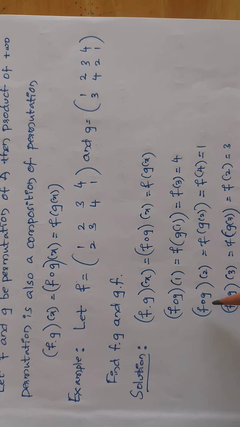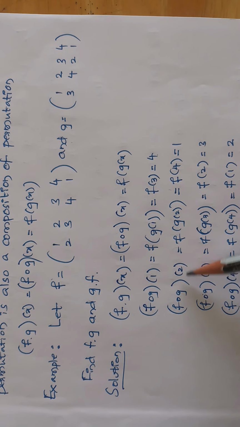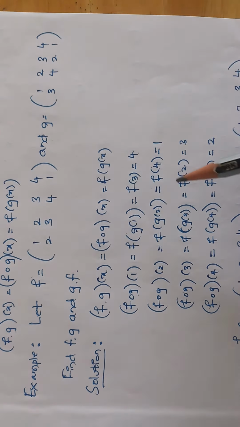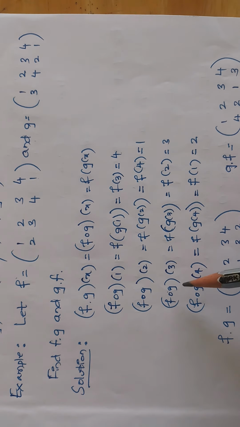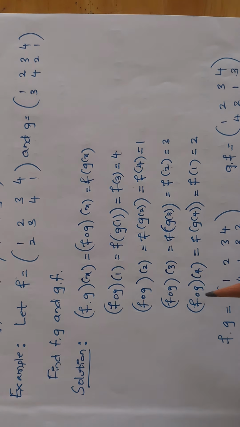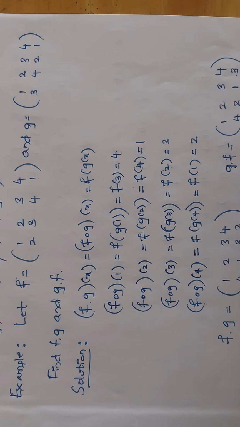So next, (f∘g) of 2. So f into g of 2 can be written as f of g(2), and g(2) is what? g(2) goes to 4. f(4) is what? 1. So next, (f∘g) of 3: f of g(3), g(3) goes to 2. So f of 2, here 2 goes to 3, the value of f(2) is 3. (f∘g) of 4, f of g(4): g(4) is what? 4 goes to 1. f of 1 goes to what? 2. Like that we have to find the values.